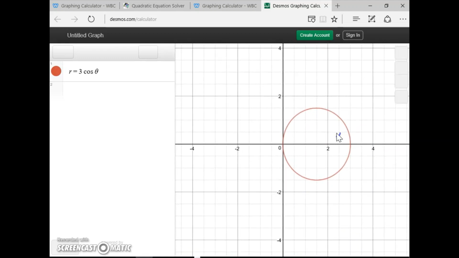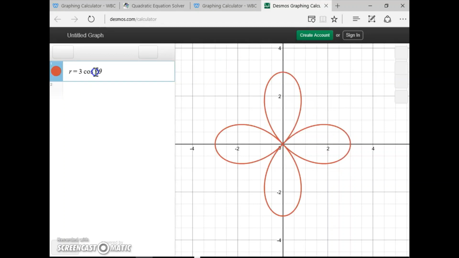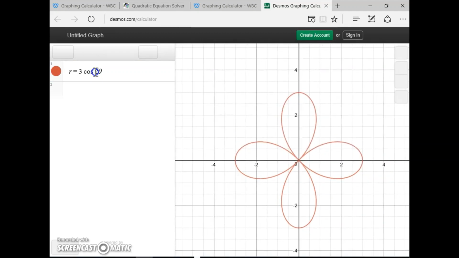Okay, now what did I do wrong? I forgot the 2. So without that 2, it's a circle. So put the 2 in. That's what makes it a rose, right? Okay, so we put a 2 in.